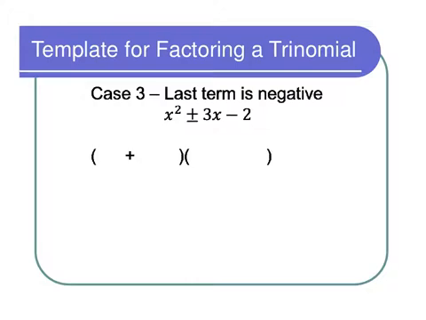Alright, now this is the last case, and this is when the last term is negative. When that last term is negative, it means one of my factors is going to be positive and one of them is going to be negative. So, let's see, if this was a plus 3 right here, then I would be looking for 2 numbers that multiply to give me 2.